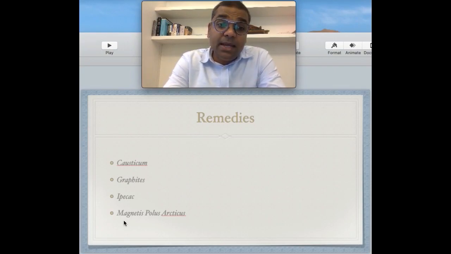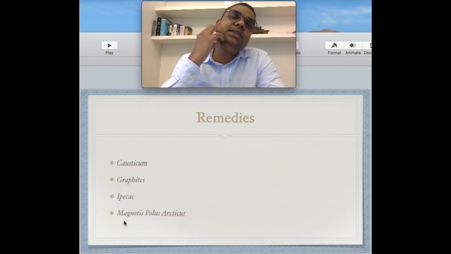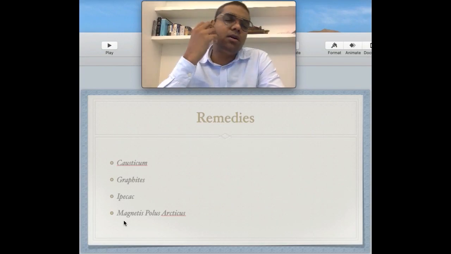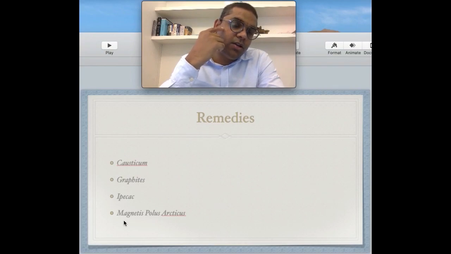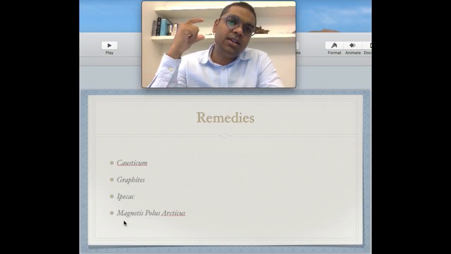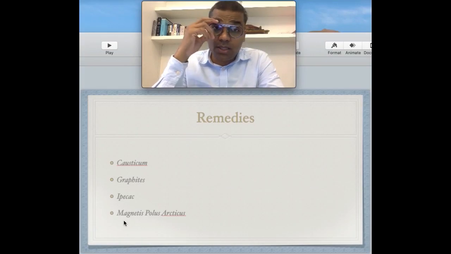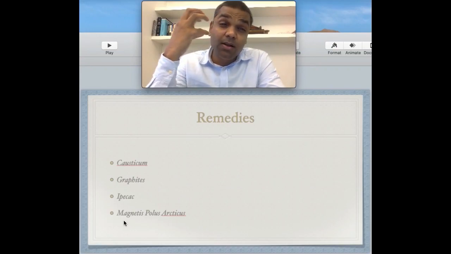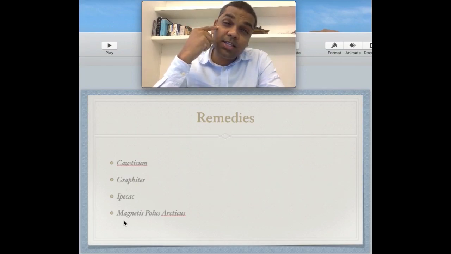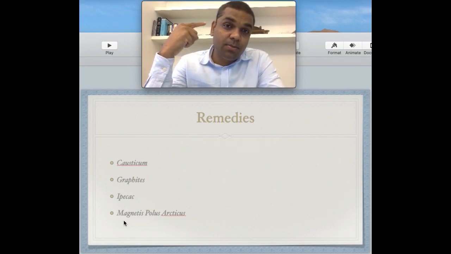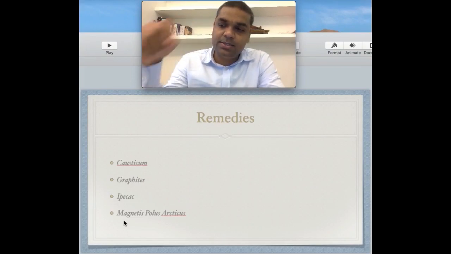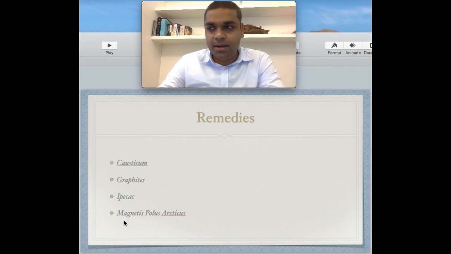Next is Magnetis Polus Arcticus. What I learned is, firstly, it seems to have an affinity for the lower jaw and maxillary joint over here. This area and the lower joint seem to be its main affection, where there are all kinds of pain: digging, boring, sharp, shooting, burning. Along with another symptom, which is coldness of the eyes. There is coldness. So cold, burning, hot, digging, boring, especially the lower jaw, zygomatic process, or maxillary joint and eyes. This is the main affinity for Magnetis Polus Arcticus.